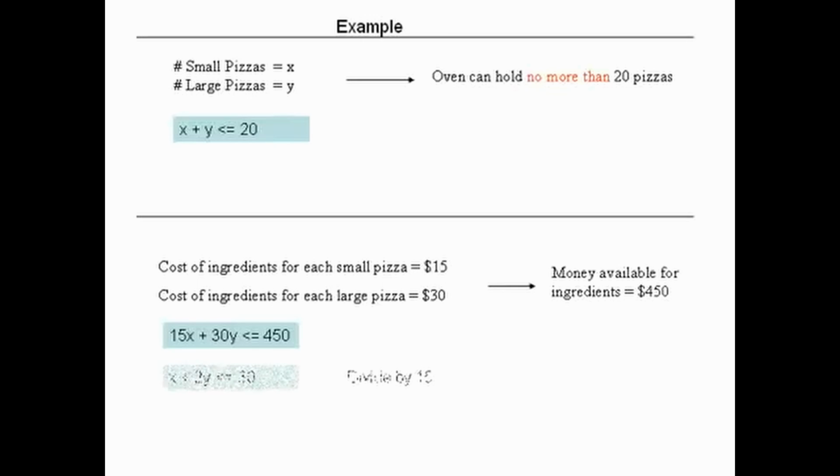Now if you notice, we can simplify that equation by dividing through by 15, and the equation becomes x plus 2y is less than or equal to 30.